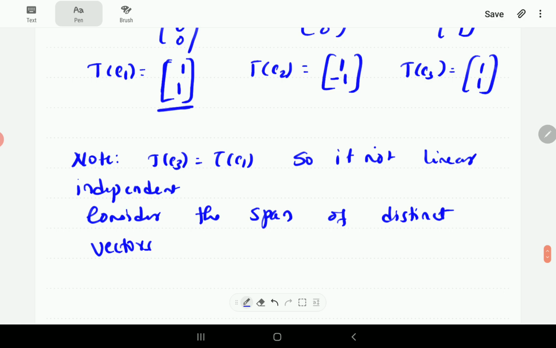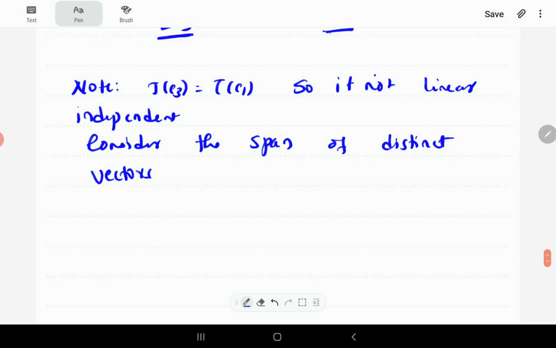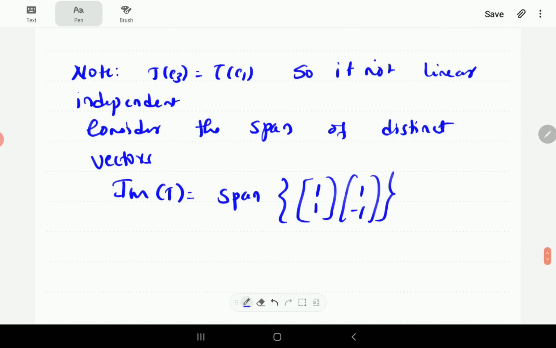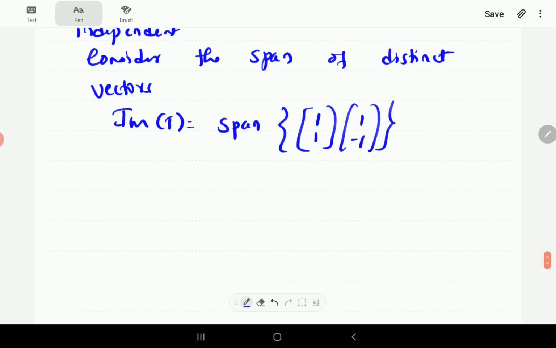Either you can take T of E1 and this one, or you can take T of E2 and T of E3. So let me take any one of them. Therefore the image of T will be the span of the distinct vectors. The distinct vectors you can take are (1, 1) and (1, -1). So check if they are linearly independent. If you want, you can just check them.